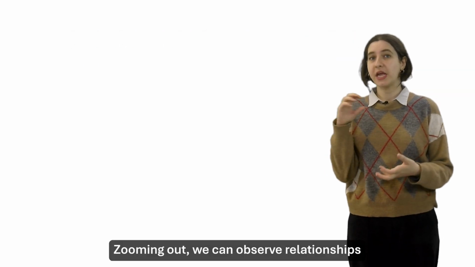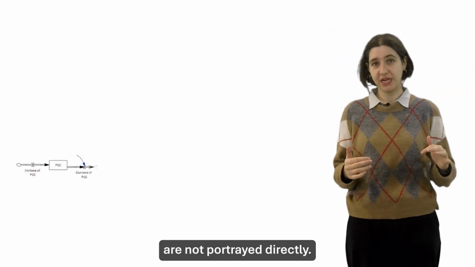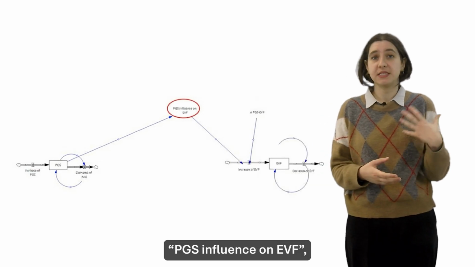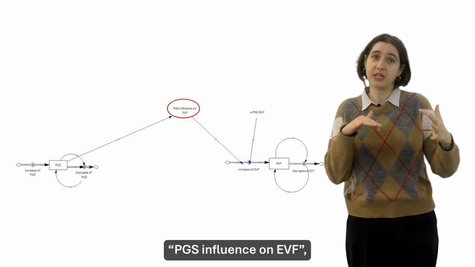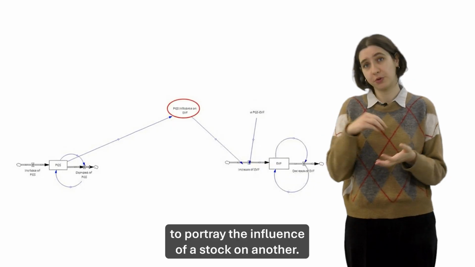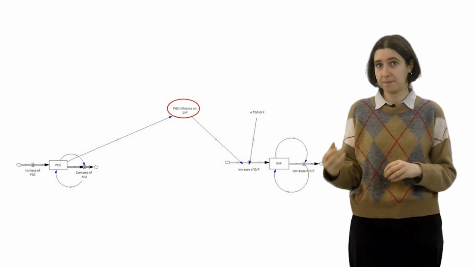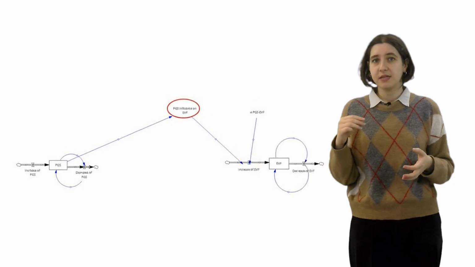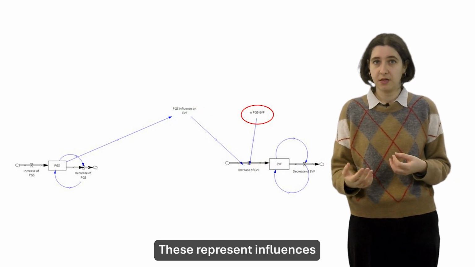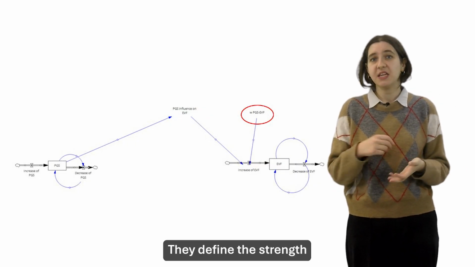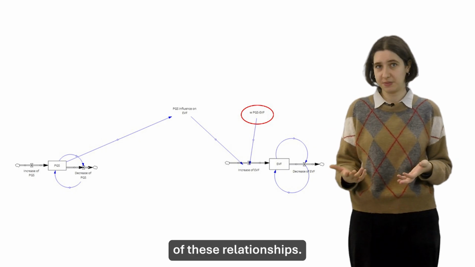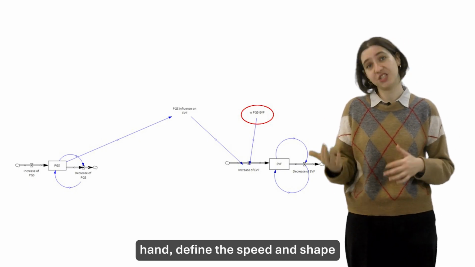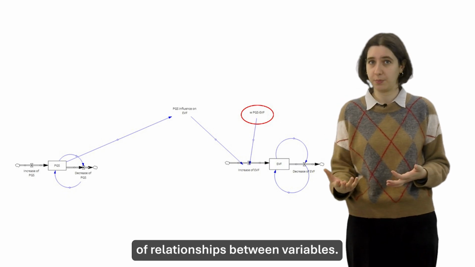Zooming out, we can observe relationships are not portrayed directly. We use auxiliary variables, such as policy and governance support influence on economic viability for farmers, to portray the influence of a stock on another. Therefore, causal relationships are portrayed unilaterally. These represent influences. And we also use constants. They define the strength of these relationships. Auxiliary variables, on the other hand, define the speed and shape of relationships between variables.